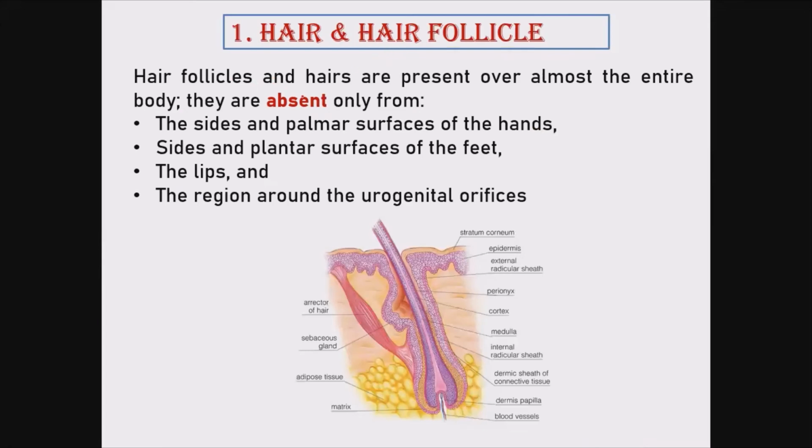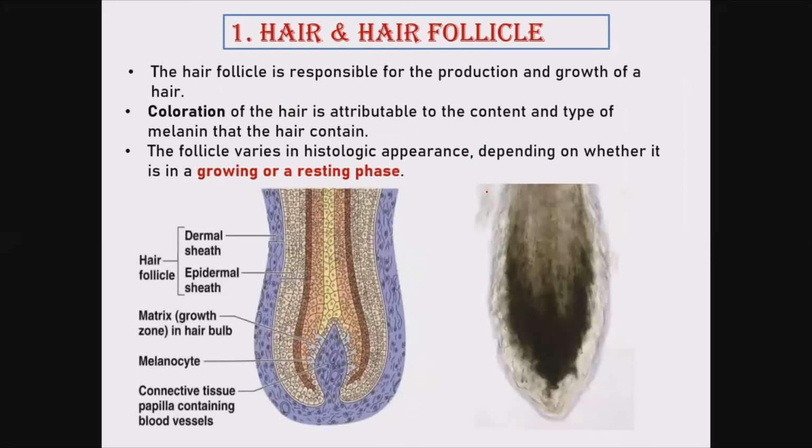Hair and hair follicle. Hair follicles and hairs are present over almost the entire body, as we know, but they are absent in a few sites, like the palmar surfaces of hands, the plantar surfaces of feet, lips, and the regions around the urogenital orifices. Hair and hair follicles are absent there. The rest of our body is covered by hair. That means that the skin will be thin skin. Wherever hair and hair follicles are present, that skin is usually thin skin.